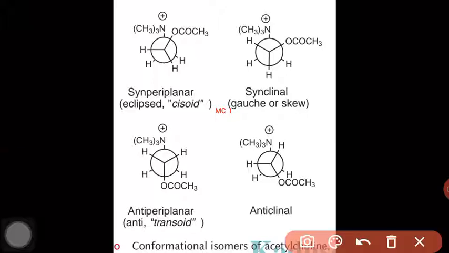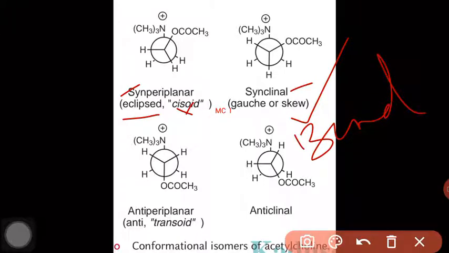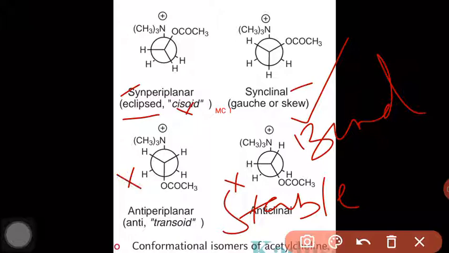This is another version of writing the acetylcholine. So, it is syn periplanar, completely eclipsed, so not needed. Synclinal, this is the preferred form for binding, and this is stable but not needed. Anti-periplanar, stable, but it is not that important for binding.